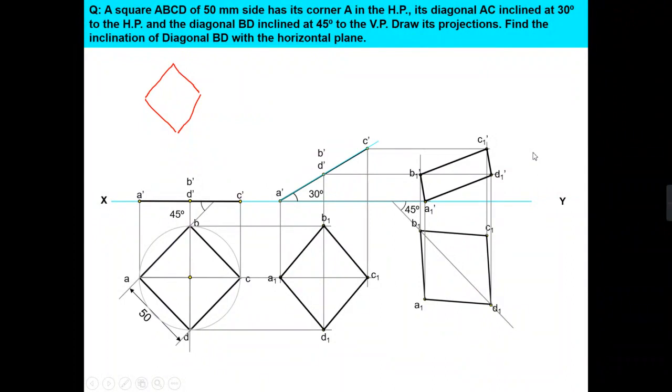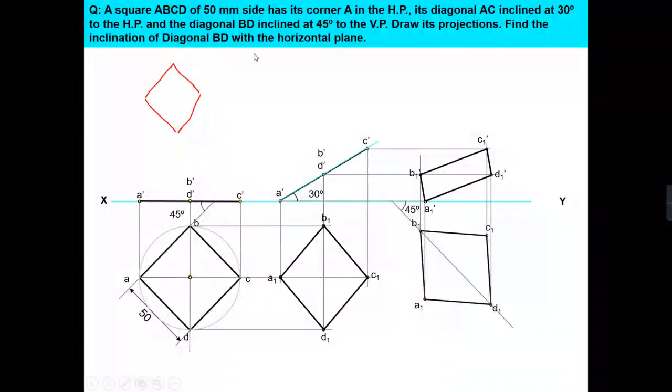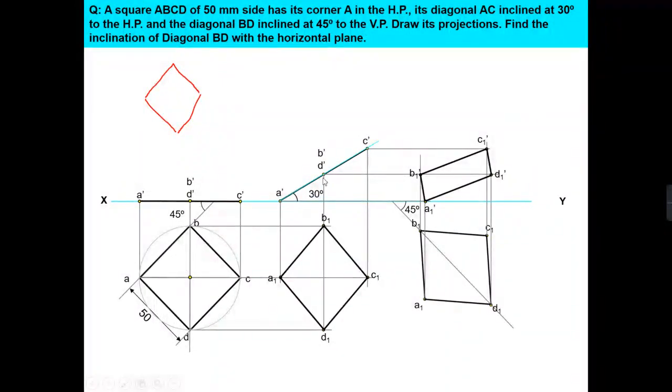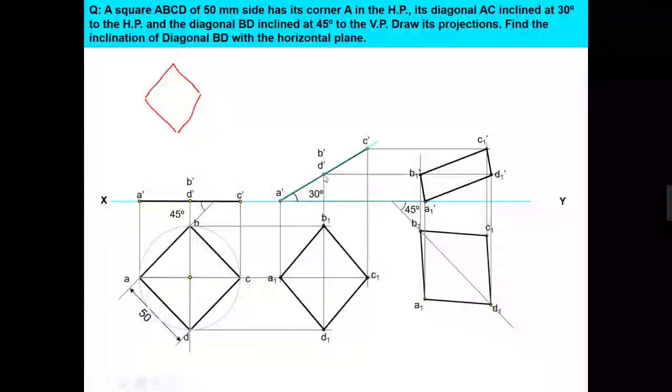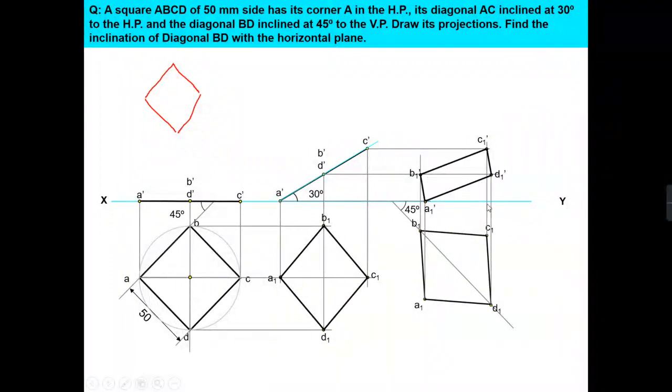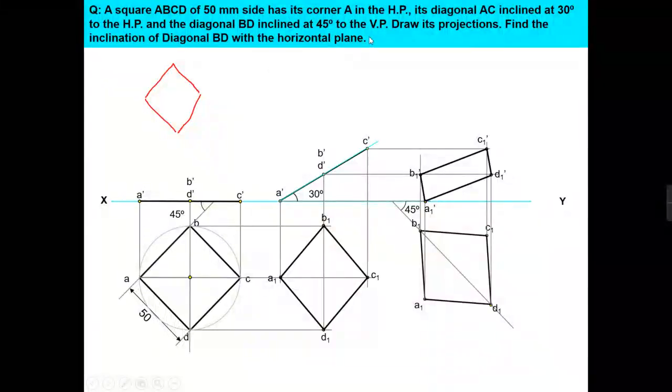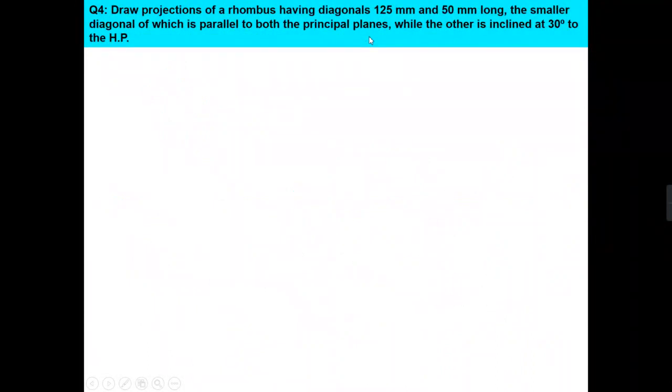And it is also asked for the inclination of diagonal BD with the horizontal plane. As we can see here, your diagonal BD is parallel to the horizontal plane, and here also we can see the diagonal BD is parallel to the horizontal plane. Means the inclination is 0 degrees. It is the next question.